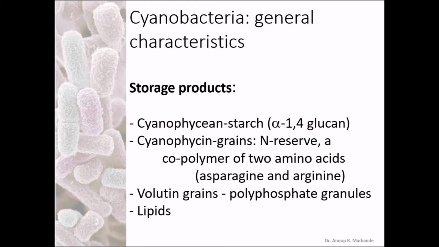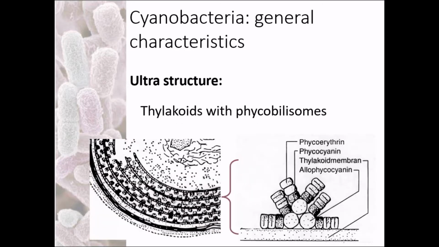Cyanobacteria are known to have storage products, which are cyanophycean starch made up of 1,4-glucan, and cyanophycean grains, which are a nitrogen reserve, a copolymer of two amino acids, asparagine and arginine. They also show volutin grains or polyphosphate granules. They also are known to store lipids as storage products.